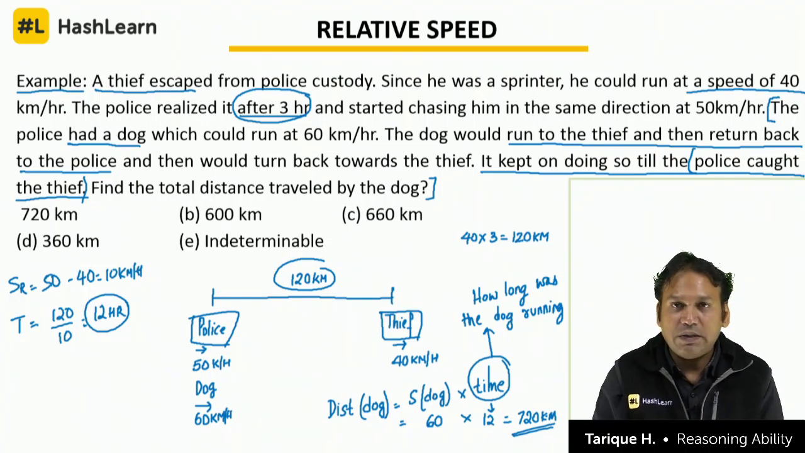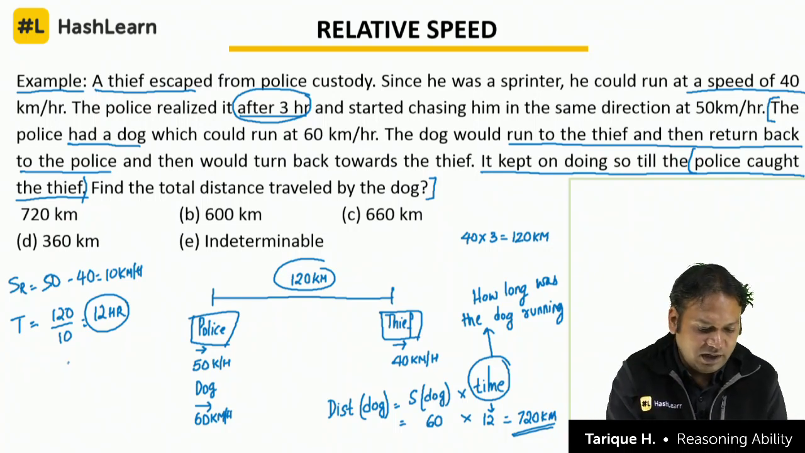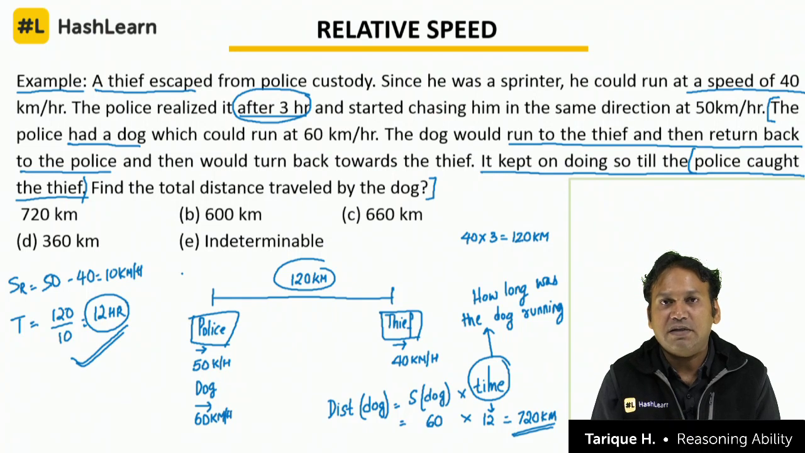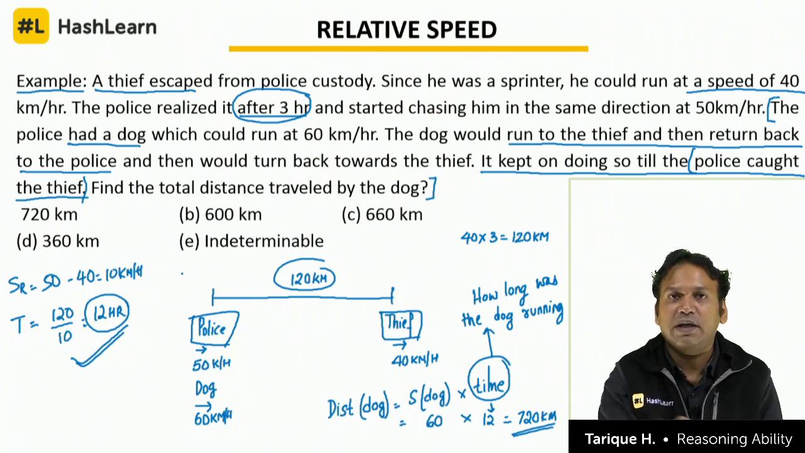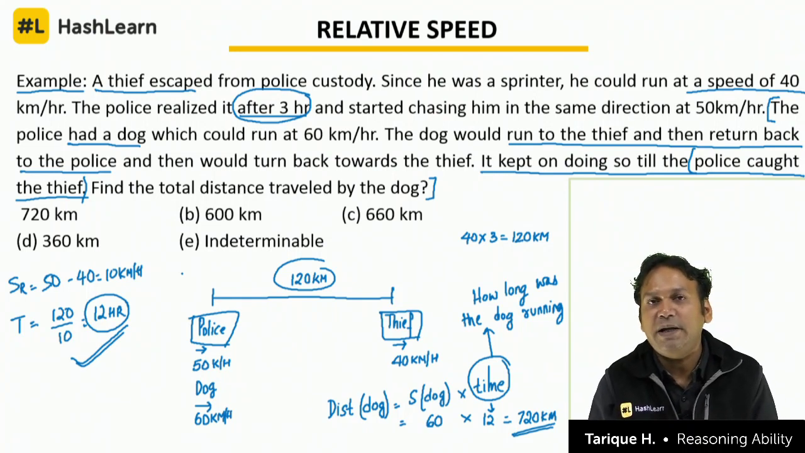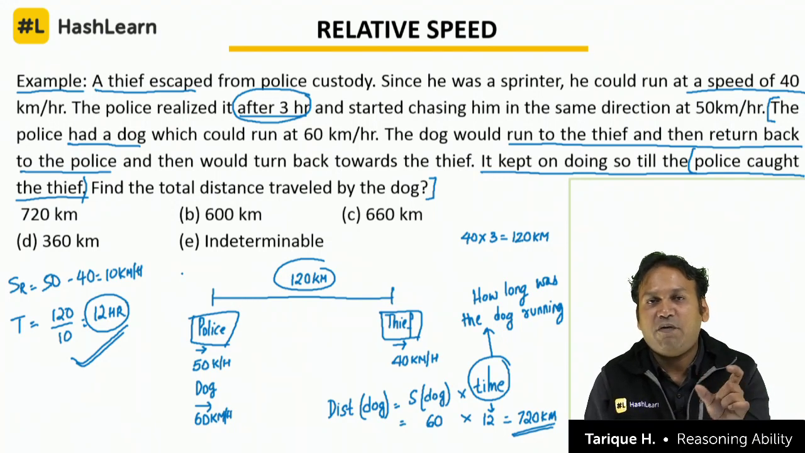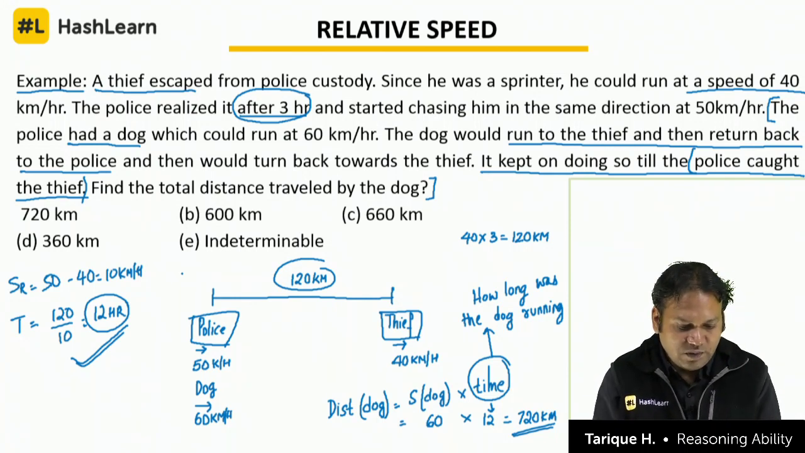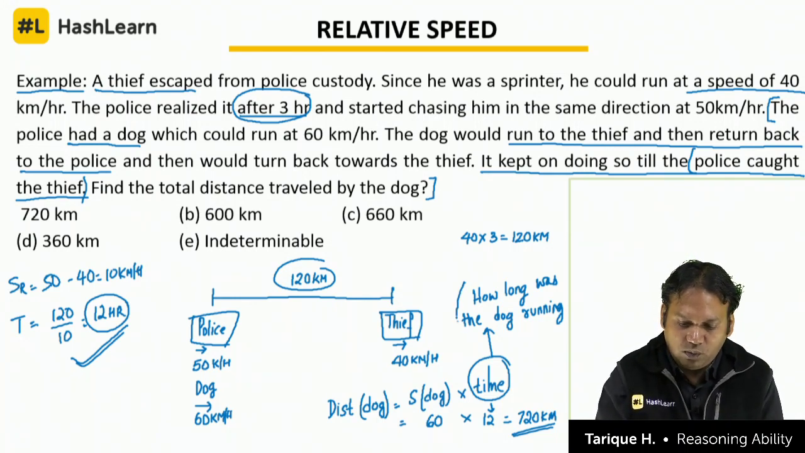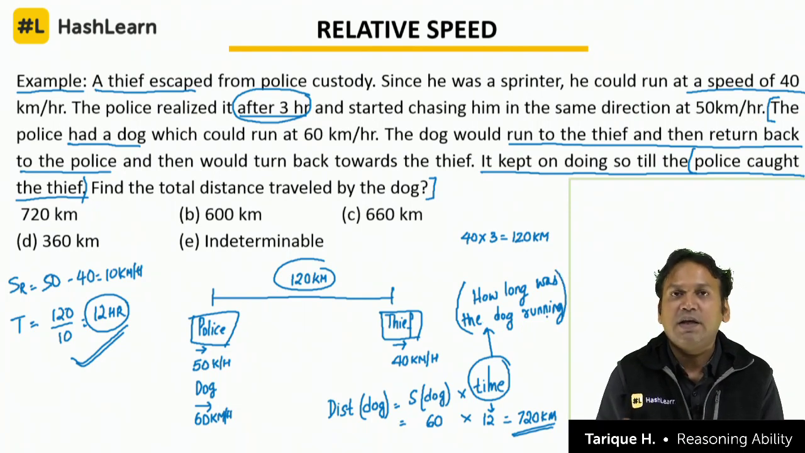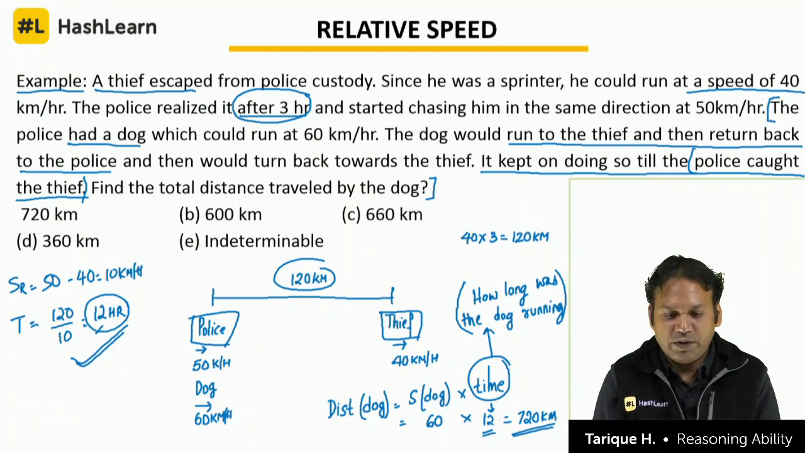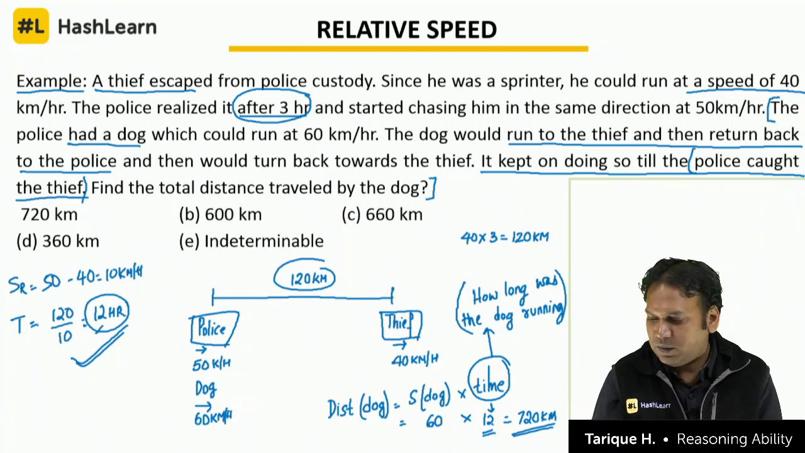So in this complex looking question, what we had to do was something very easy: just find out the time taken by the police to catch the thief, and that is very similar to the example that we have seen in the previous slide. The gap between A and B was 40, A's speed was 25, B's speed was 20, so time taken for A to catch B was 8 hours. So once we know the time, how long the dog was running, here 12 hours, just put the value here and get the answer. Okay, so that is the answer for this question.